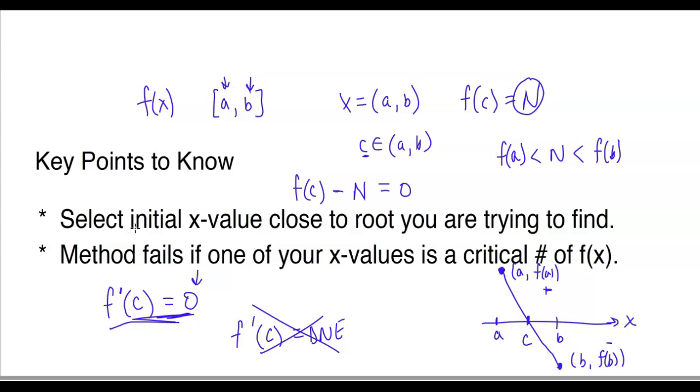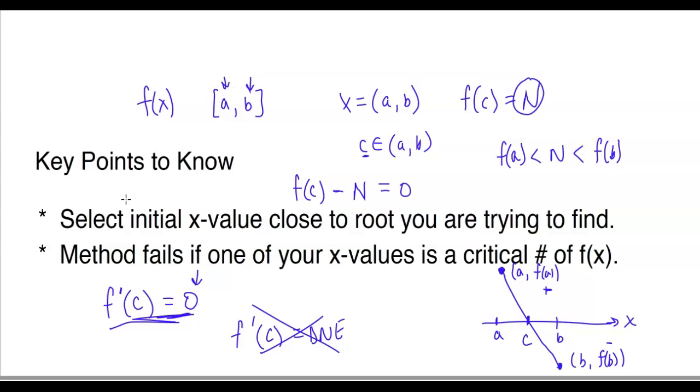Another thing that we want to avoid is picking values of x that are too far from the actual root, because if it's too far, then the method will try to find the root that's closest to where we started. And of course, if we're too far and we have another x-intercept, then it will try to find that other x-intercept instead of the one that we're actually looking for, okay? So those are some things to keep in mind.